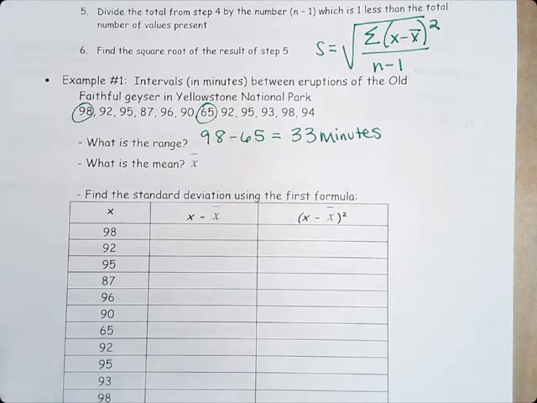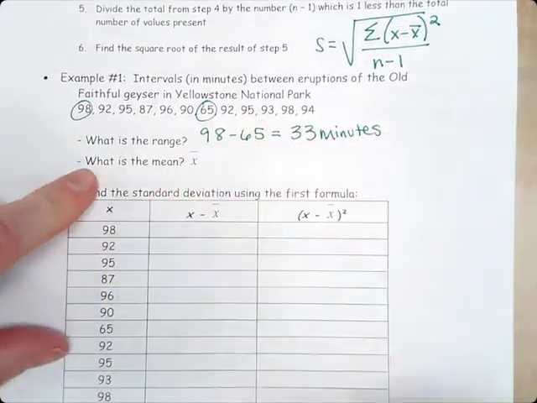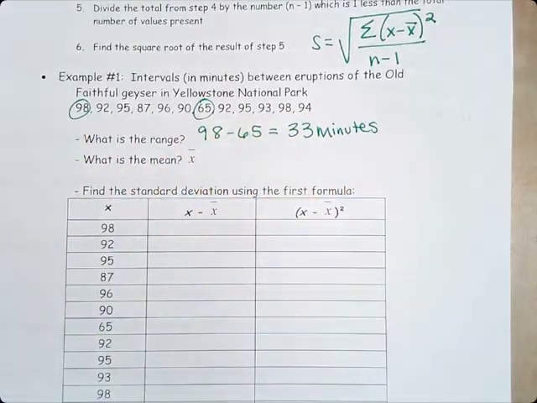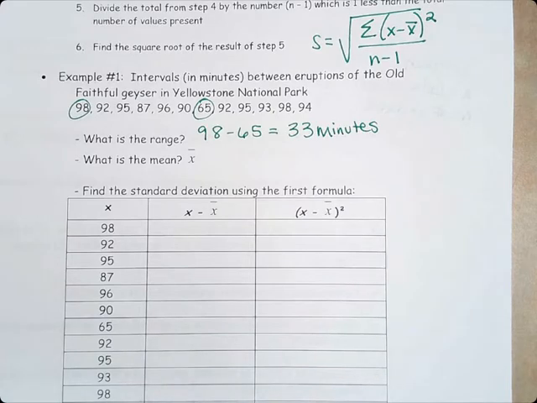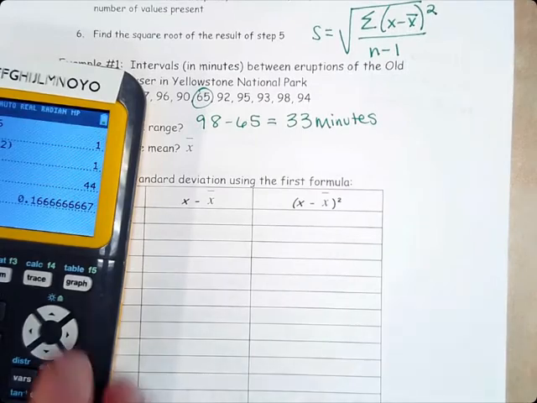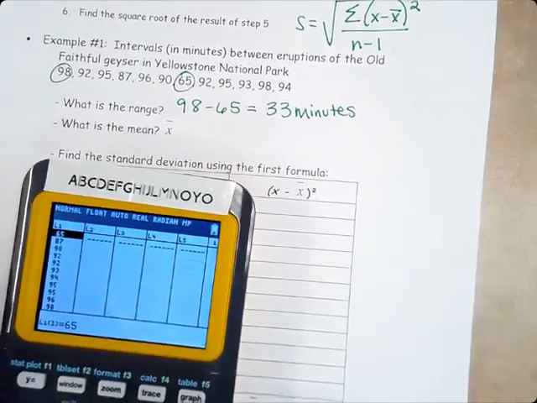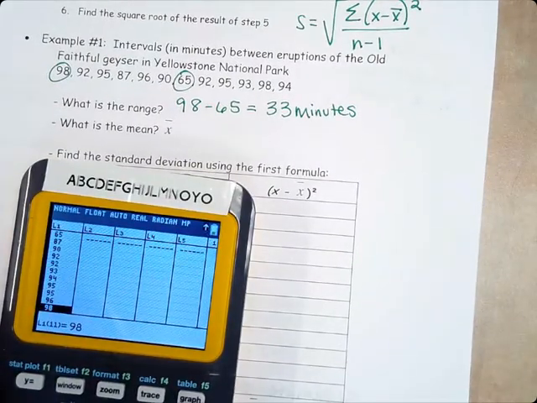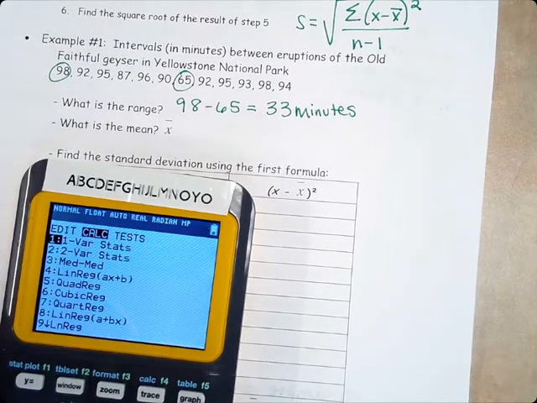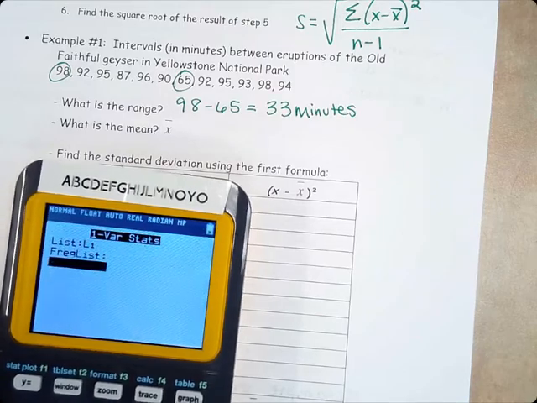Okay, and then it says, what is the mean? So didn't we do this last time? Do you remember what the mean is? Can you have to look at y'all's last one? Or do we need to put it back in the calculator? Let me see if I have it in there. Yeah, I think I do. What'd you say?